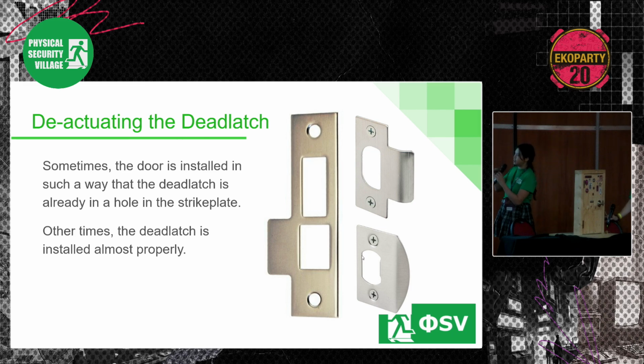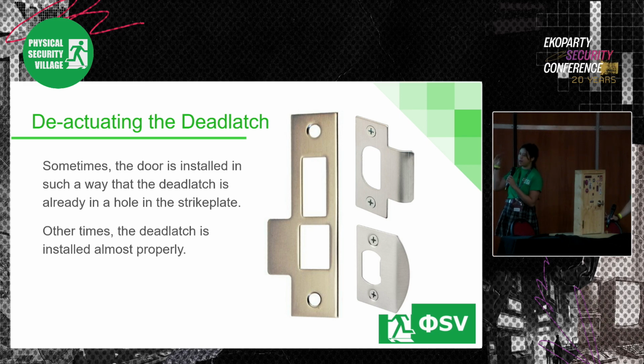So you'll see here, these are what are called strike plates, and it is the part in the door frame that catches that latch. And they are designed so that a piece of metal will be blocking that dead latch and pushing it into the door.